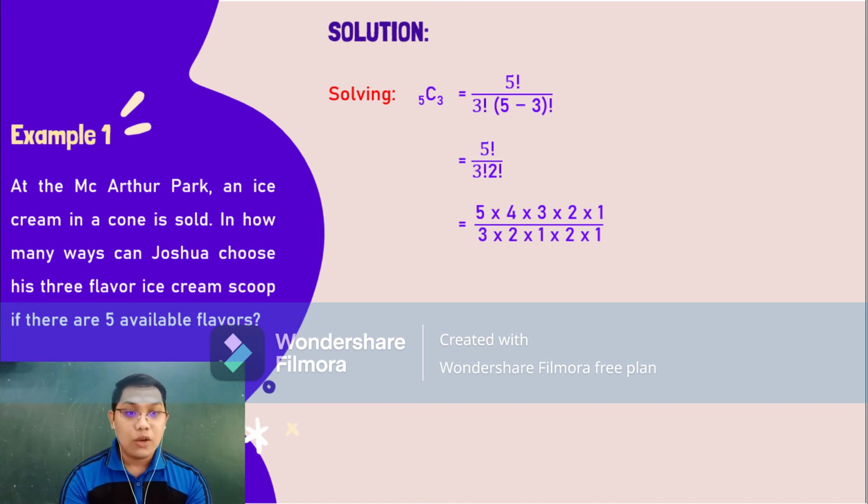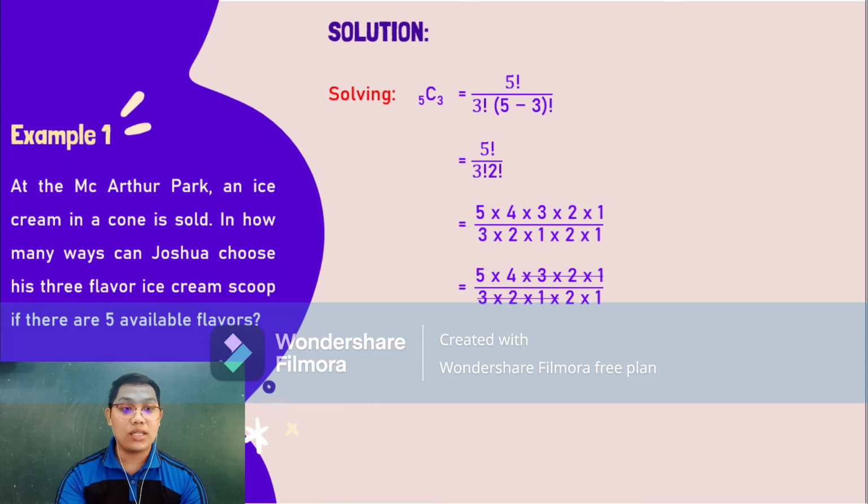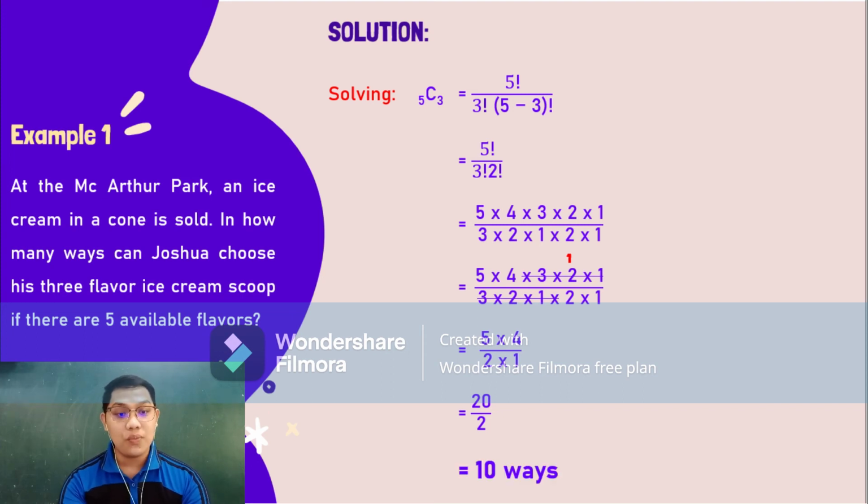As you can see, we could cancel out 3 times 2 times 1 both in numerator and denominator because kung i-divide natin sila duha, ang equal nila is 1. So, ang ma-remain sa problem is 5 times 4 over 2 times 1. And 5 times 4 is equal to 20 and 2 times 1 is equal to 2. Then, the next step is we will be dividing 20 and 2. So, 20 divided by 2 is equal to 10. Therefore, Joshua can choose his 3-flavor ice cream scoop out of 5 available flavors in 10 ways.